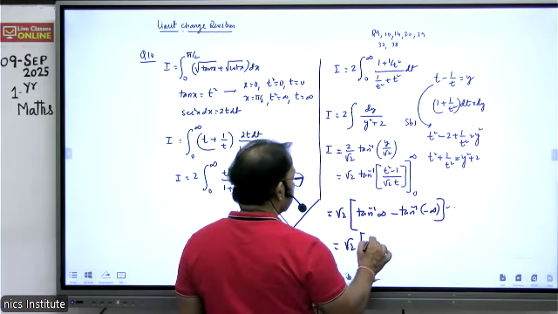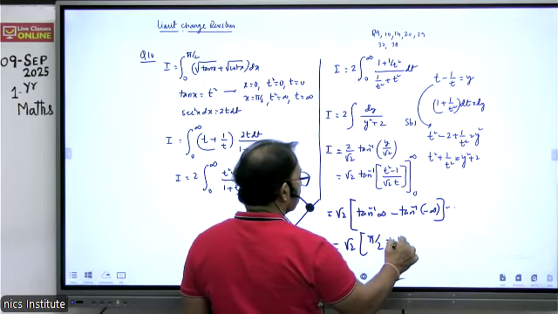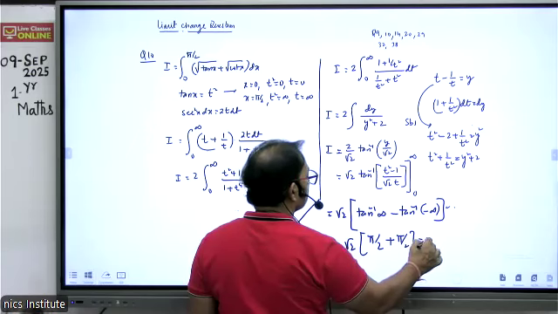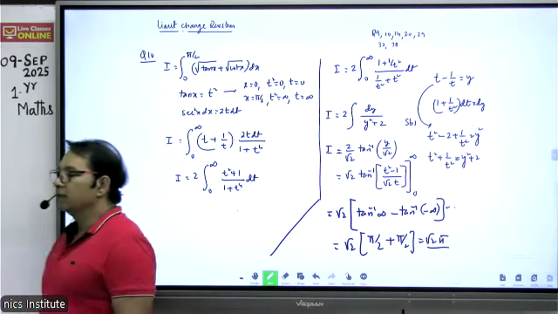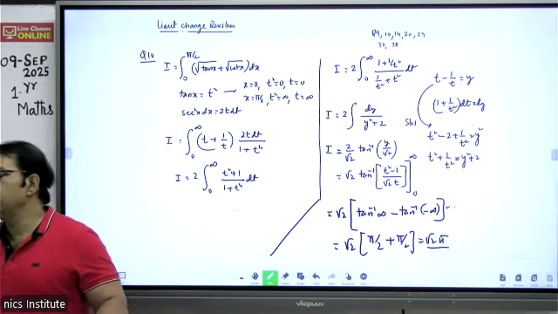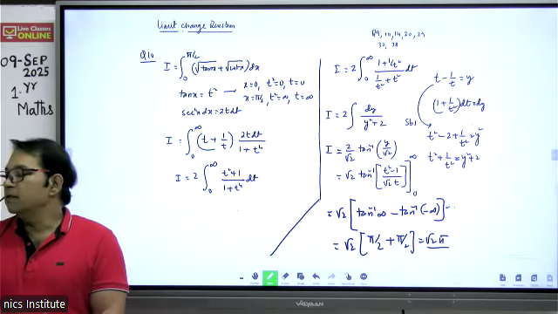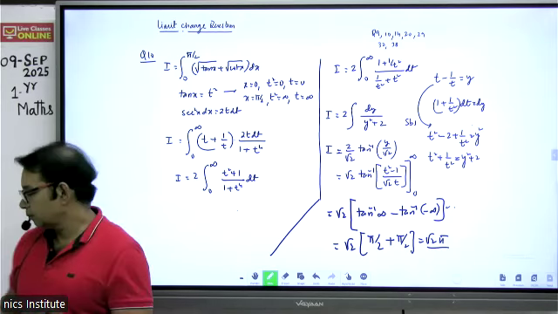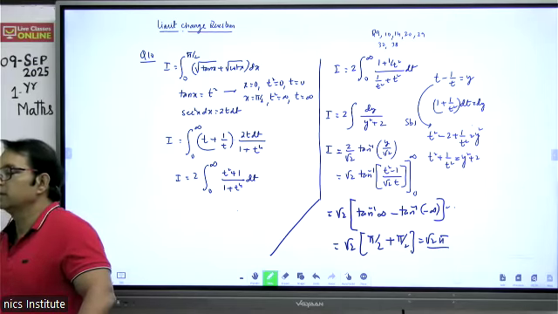Tan inverse infinity is pi by 2. Minus sign you can take out. Tan inverse infinity is pi by 2. Root 2 pi is the answer. The same question you can answer by converting to sin and cos also.